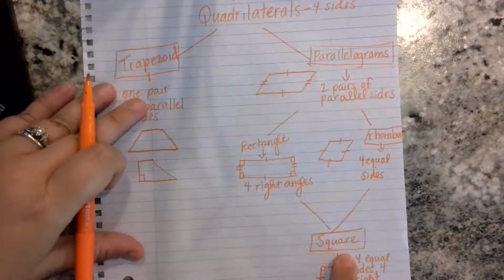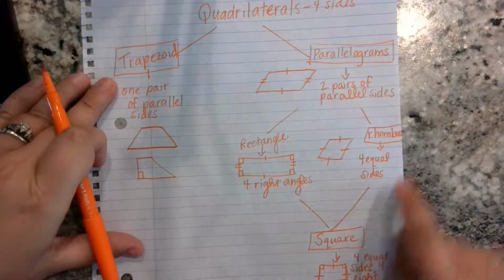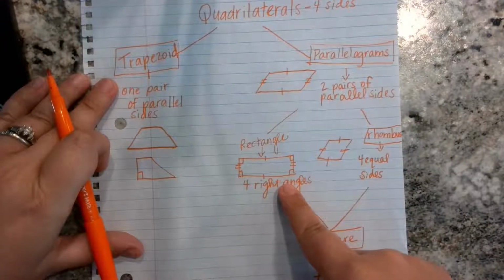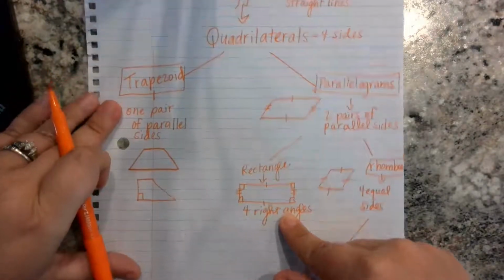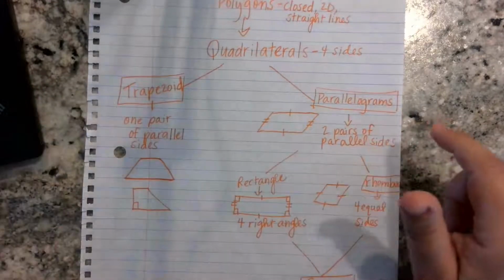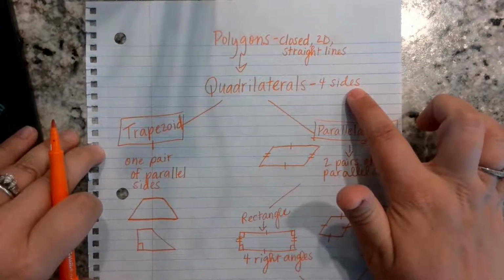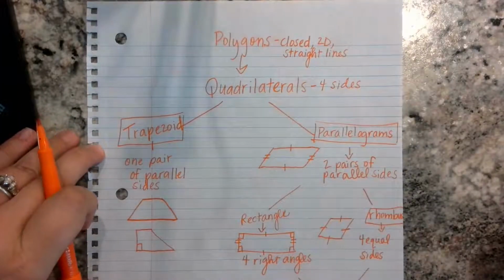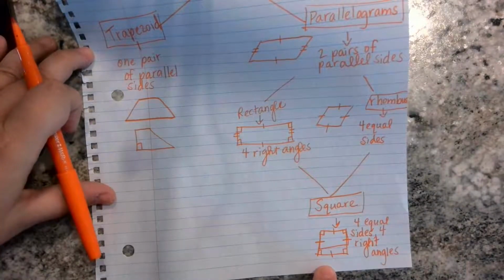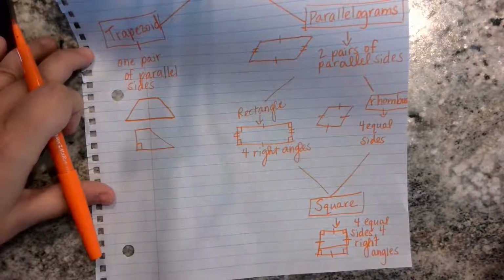So I can call a square a square because it has 4 equal sides and 4 right angles. I can also call it a rhombus because it has 4 equal sides. I can call a square a rectangle because it has 4 right angles. I can call a square a parallelogram because it has 2 pairs of parallel sides. I can call a square a quadrilateral because it's a 4-sided polygon. Okay? So those are all names that I can give to a square, but the best name for it is a square because that recognizes its sides and its angles.